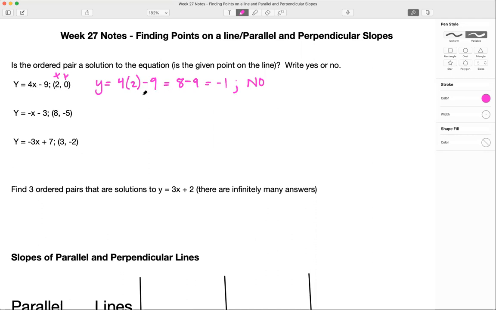But what would be on this line? (2, -1) would be on this line. That was the y value that we got when we plugged in 2.